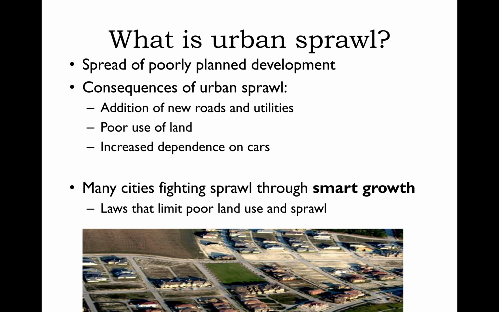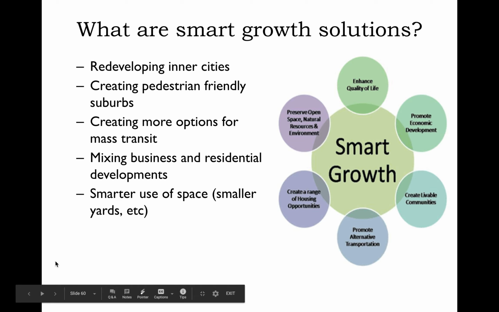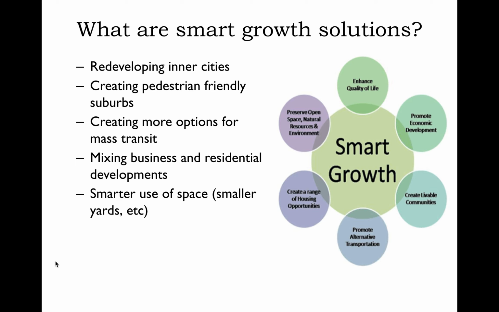To fight urban sprawl, we see several cities use smart growth plans, so they limit the use of sprawl. The most common is found in Portland, Oregon, that uses a smart growth plan. So they redevelop the inner cities. They create more pedestrian-friendly suburbs. So they connect nodes through walkways, creating more options for mass transit, trying to encourage more use of mass transit.